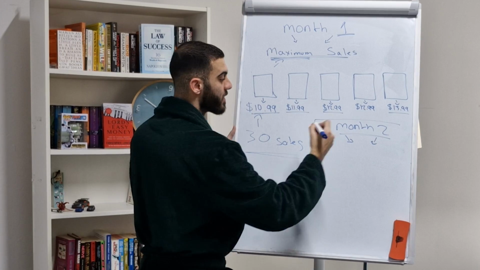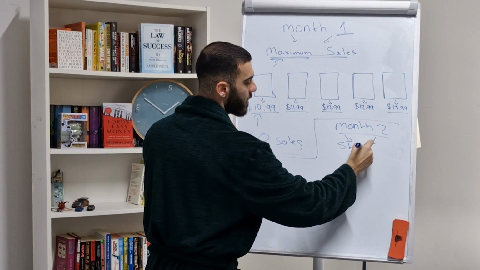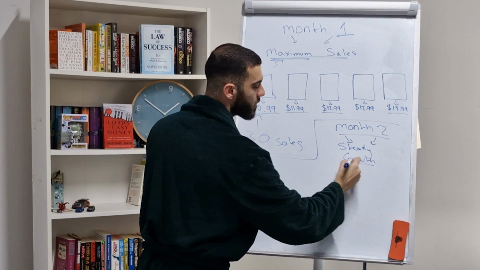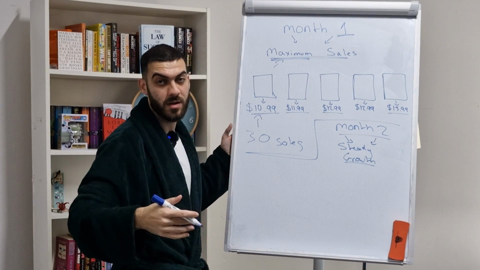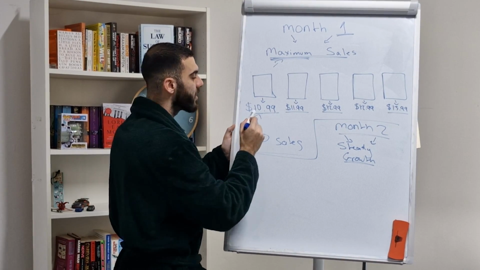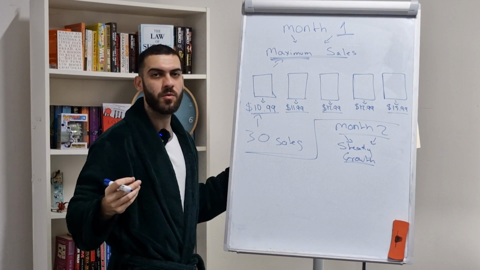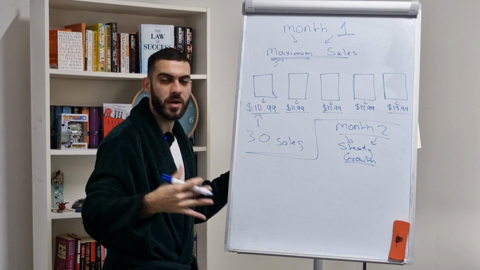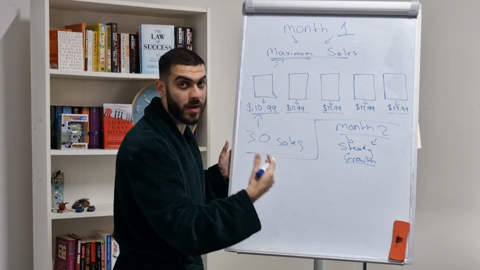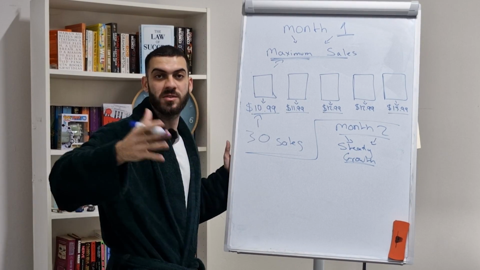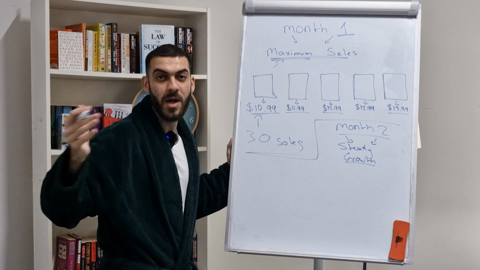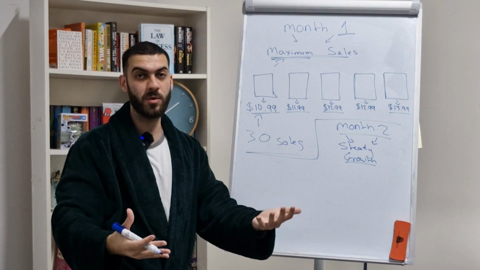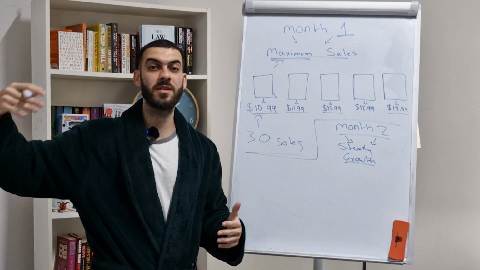Now, month two has a different goal, and that's steady growth. You want to show Amazon that you're growing steadily. And how do you do that? By keeping the same price. You don't want to be greedy. You don't want to collect profit as quickly as possible. You want to prove to Amazon first that your book can sell steadily for more than a month. And then once you prove that your book sells, then you can start testing higher prices.